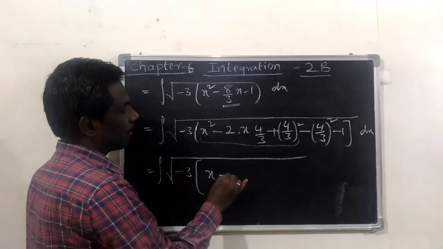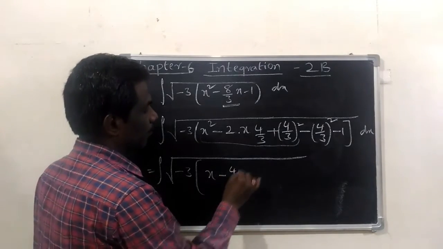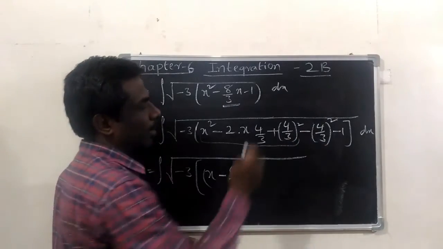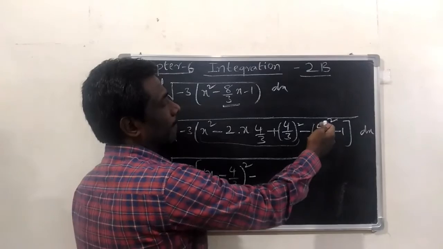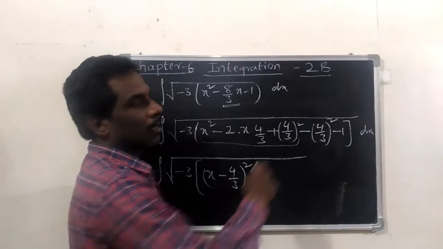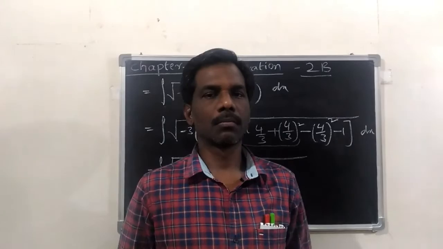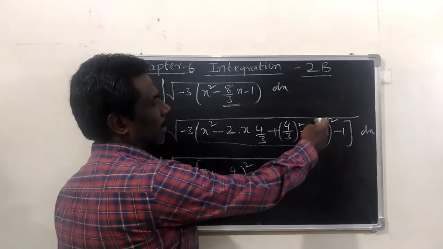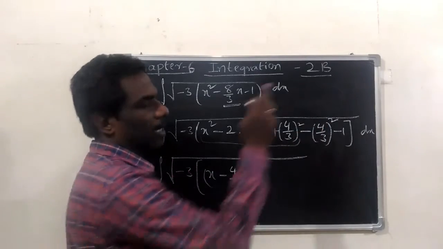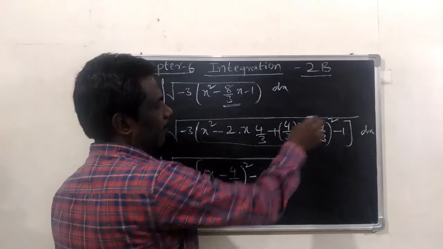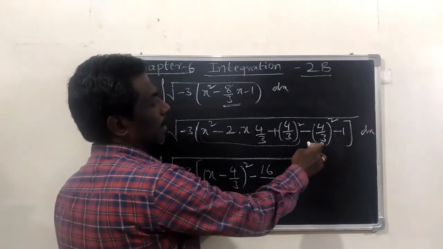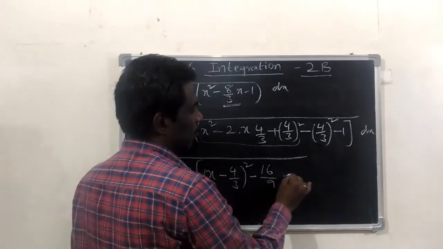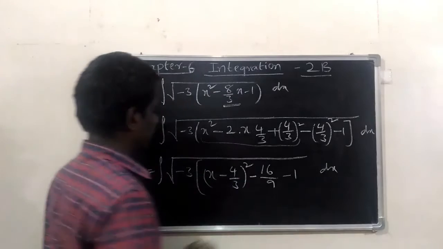A is x, minus b is what? 4 by 3 whole square. Next minus this 4 by 3 whole square is there. Then we can separate the square to numerator and denominator. Here write minus as it is, and the square is separate to numerator and denominator. The numerator 4 is there. 4 square is what? 16. When denominator 3 is there, 3 square is 9. Then after this minus 1 dx.